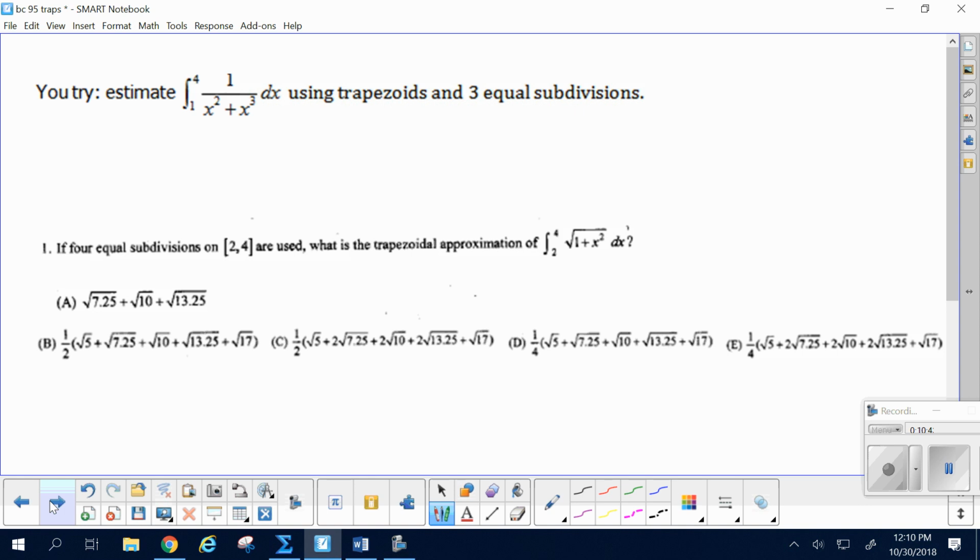If you would then, estimate this please using trapezoids and 3 equal subdivisions. If you would like, I would start by saying let that be f of x. So that in your work, if you have f of x this and f of x that, somebody actually knows what you're talking about.